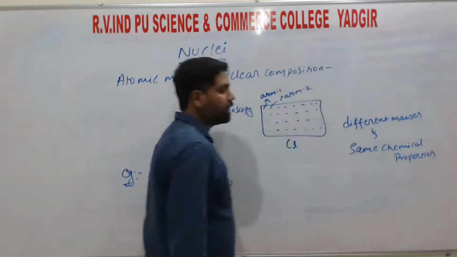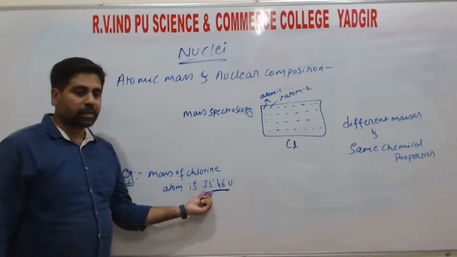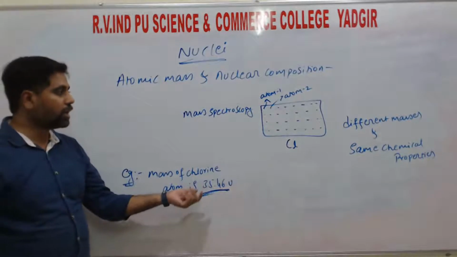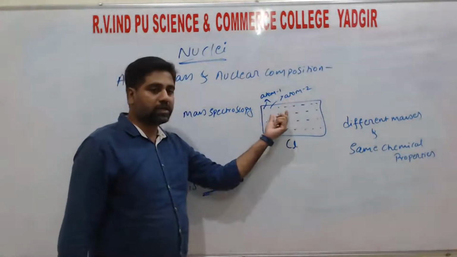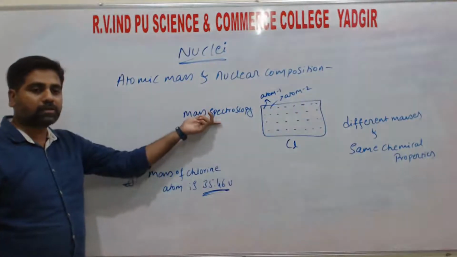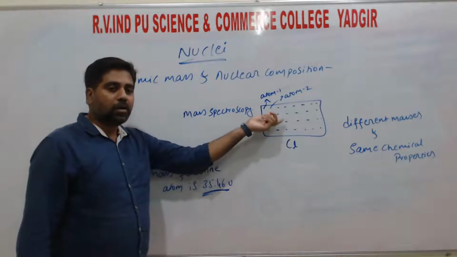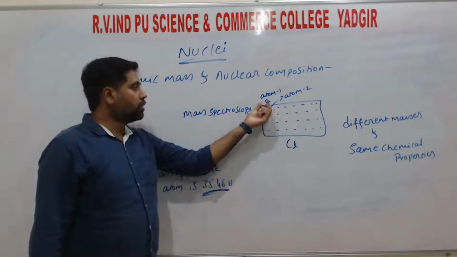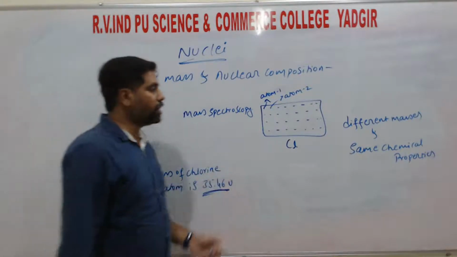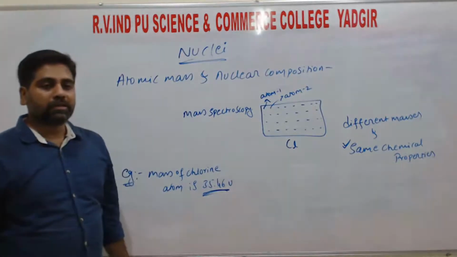right? So the mass of chlorine is 35.46, that is the mass of the chlorine atom. But here each atom exhibits a different mass. When we observe through mass spectroscopy and measure the masses of the atoms in the chlorine element, each atom exhibits a different mass, but with the same chemical properties, right?